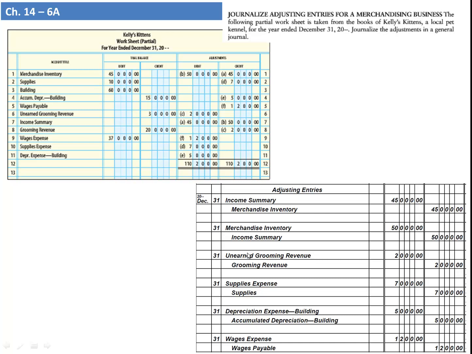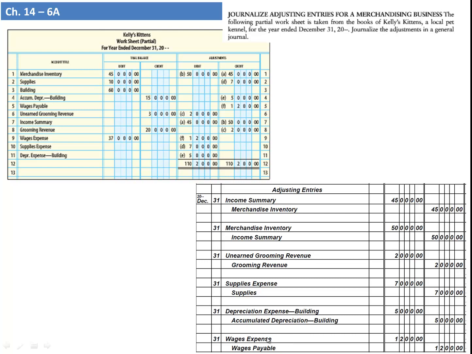We're going to record depreciation of $5,000, so we find our depreciation. And remember, we debit depreciation expense and we credit our contra asset account, accumulated depreciation. Nothing happens to our actual building.